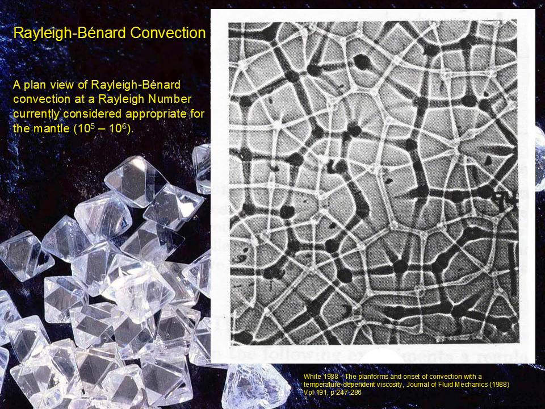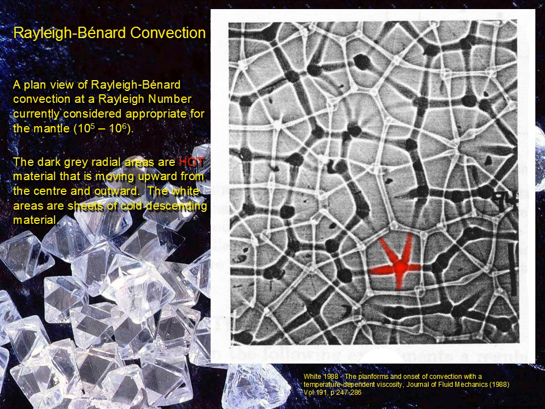This is a plan view of Rayleigh-Bénard convection at a Rayleigh number currently considered appropriate for the mantle. The gray and black radial zones are hot material that is ascending, rising towards the surface. The white zones are cool material moving from the surface into the convecting layer. Here we can see that the individual convecting cell can be 3, 4, 5, 6-sided. The ideal would be hexagonal, 6-sided. However, the real world is more like the convection plan we can see here.